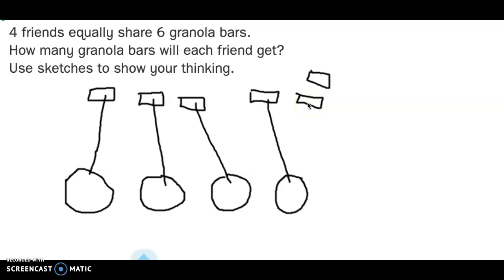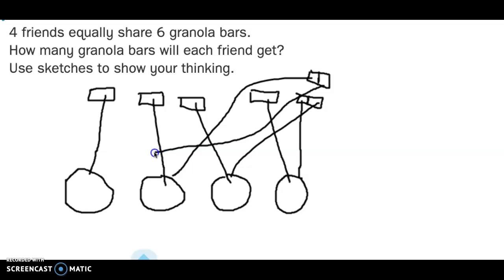Well, I'm thinking, what if we cut one in half and cut this one in half, and then this half would go to this person, this half would go to that person, this half could go over here to that person, and finally this one could go all the way over to this person. Now everybody has equal amounts.